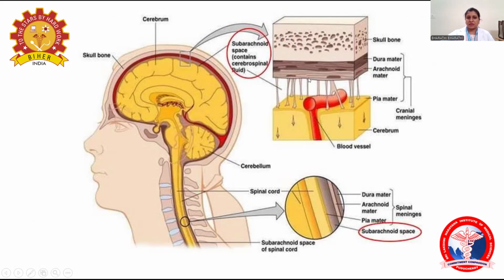In between, this is the layer that is arachnoid mater, and the CSF is present in between arachnoid and pia. That is known as the subarachnoid space. So generally CSF is lying here. This is the brain part and it is connected to the spinal cord. Similarly, this is the spinal cord, this is pia mater, this is arachnoid and dura. The black one is the subarachnoid space where the CSF is present.